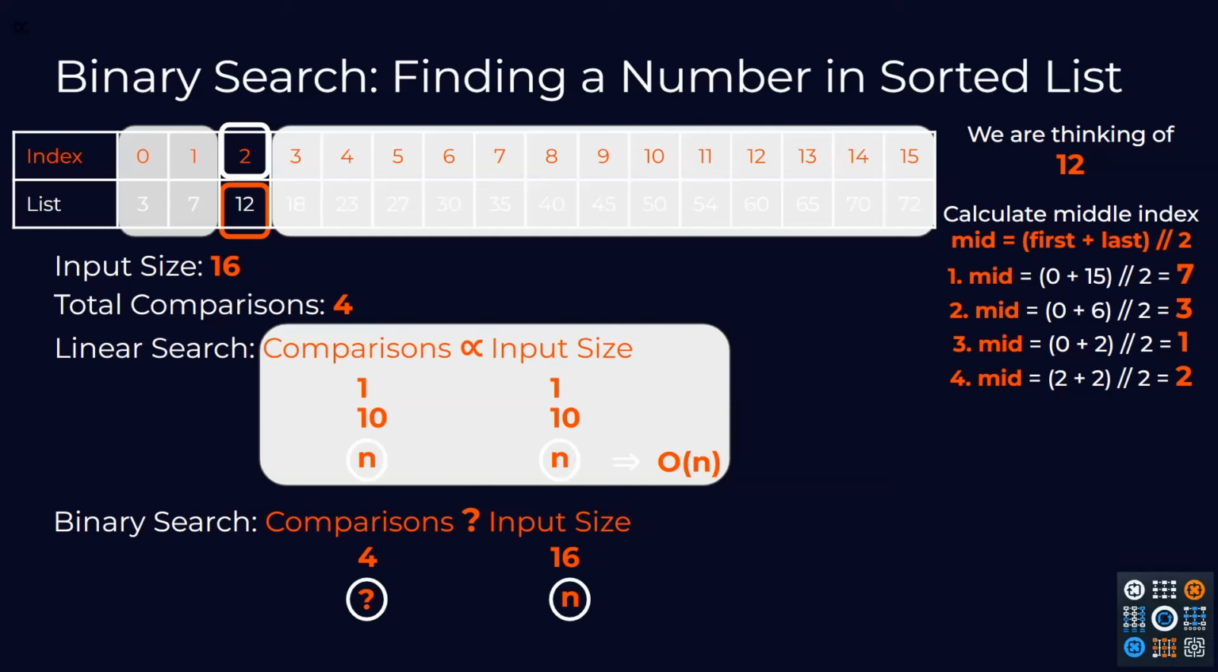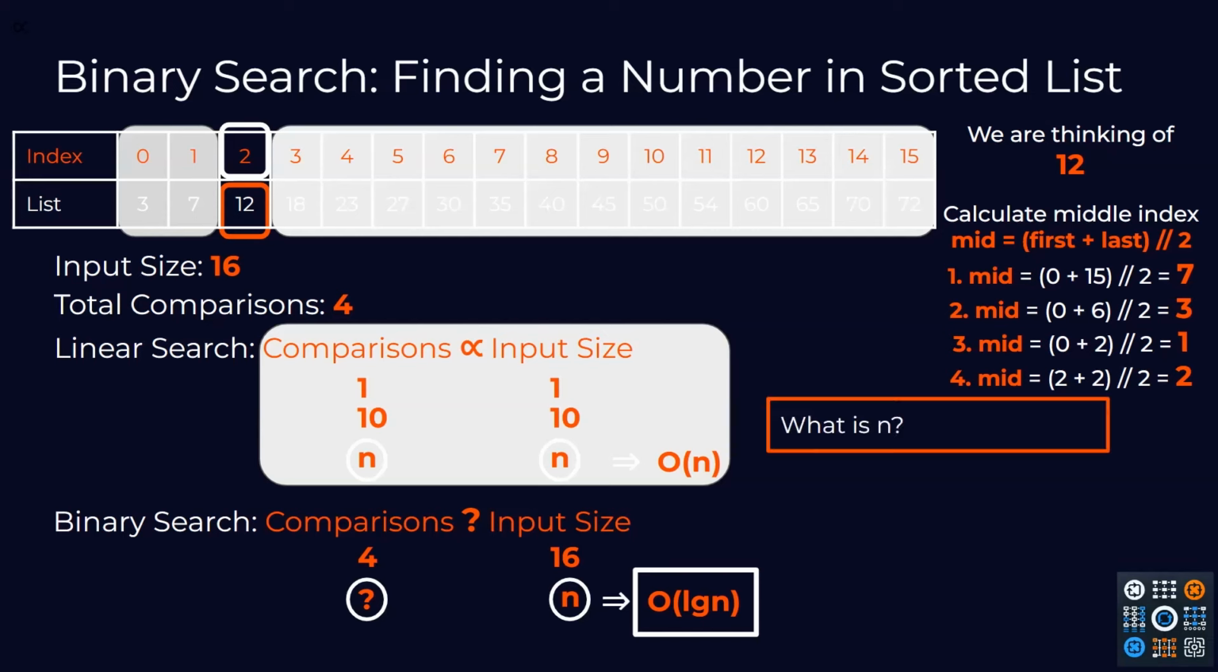Now, what is the generalization? What will be the number of comparisons for a list of size n? Let's begin with a straight answer and develop our intuition onwards. For a list of size n, the number of comparisons that binary search will need to do is O of log n in the worst case. Well, how? Let's break down why binary search has a complexity of O of log n.